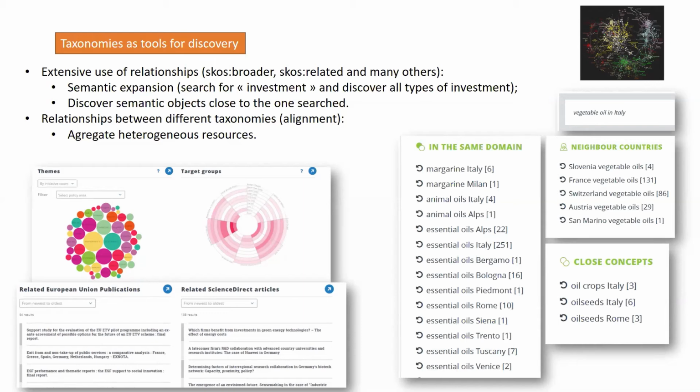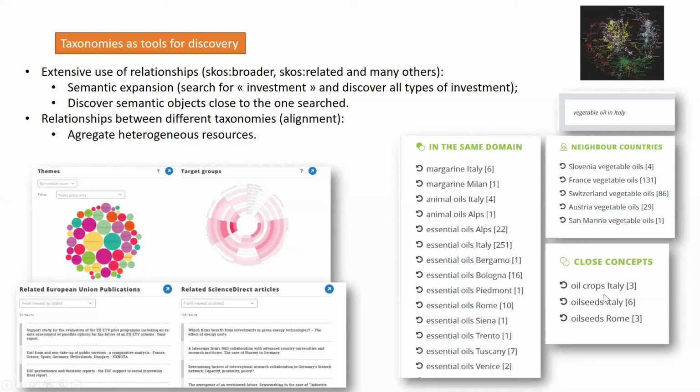You will also discover things through this semantic expansion. And we use the links in the taxonomy, or the relationships, to do that. And you may also drift your search and discover new things. In this example, matching the query vegetable oil in Italy, when you open the discovery pane, you are also provided with margarine in Italy or essential oils in Italy, because these are vegetable oils also. They are another kind. They are close concepts.